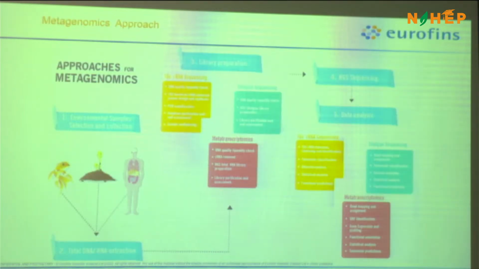So there are different approaches, as I said. We can take any sort of sample, whether it is water, soil, human gut, fish, insect, anything can be used for microbiome. We have different techniques: 16S is specifically amplicon-based, ITS is amplicon-based, we have shotgun metagenomics, and we have metatranscriptomics.